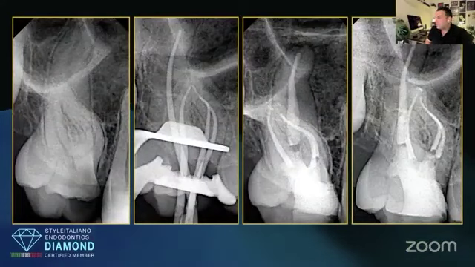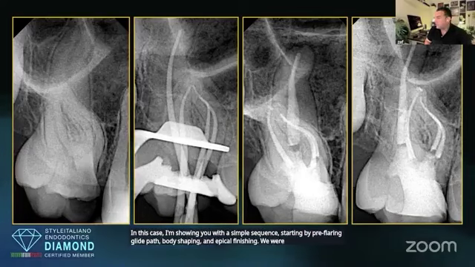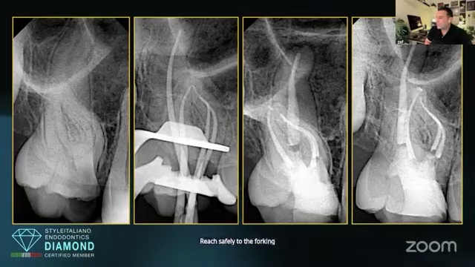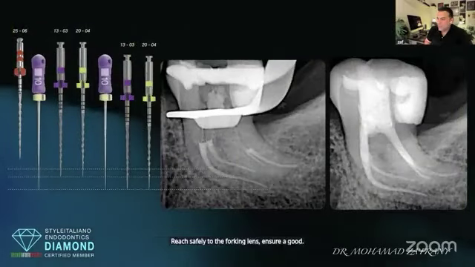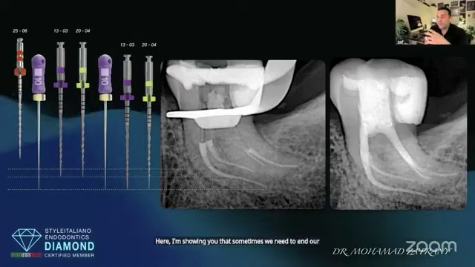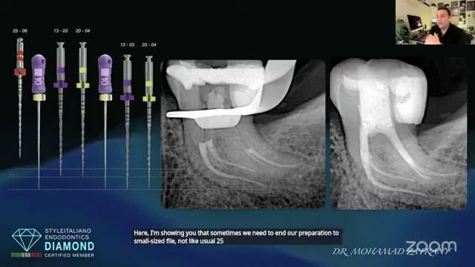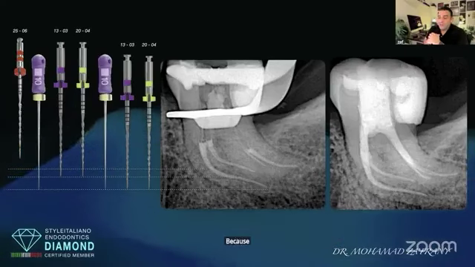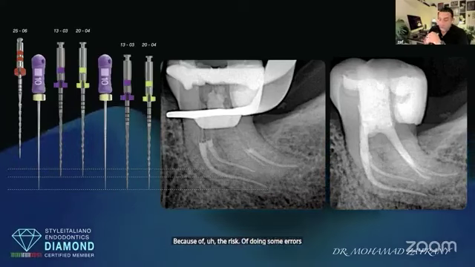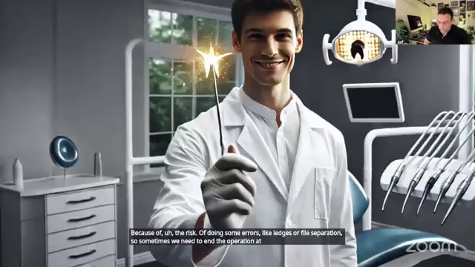In this case, I'm showing you a simple sequence: pre-flaring, glide path, body shaping, and apical finishing. We were able to reach the working length safely, ensuring a good quality of treatment. Here I'm showing you that sometimes we need to end our preparation at a small-sized file, not the usual 25/06 or 30/04, because of the risk of errors like ledges or file separation. So sometimes we need to end our preparation at a smaller size, maybe 20/04.